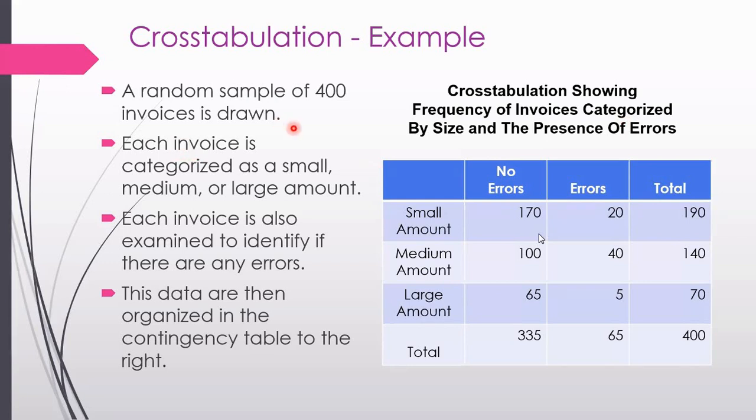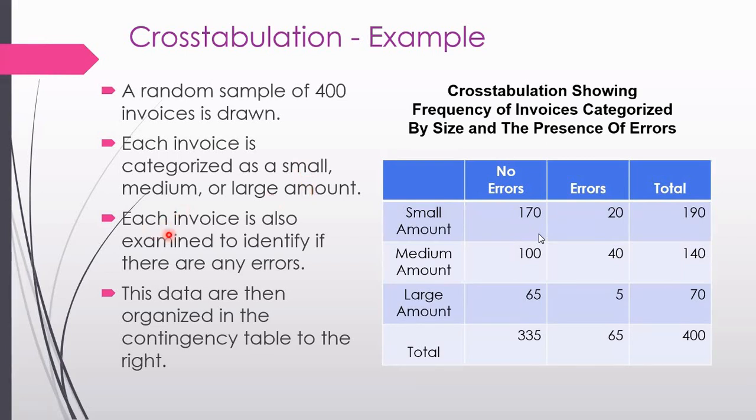So how many observations did we consider? A random sample of 400 invoices is drawn from a large-scale retail center or supermarkets. Then the second point says that each invoice is categorized as a small, medium or large amount, right? So that indicates the size of the invoice. There are three sizes they are categorizing: one is the small amount, one is the medium amount, and the other is the large amount.